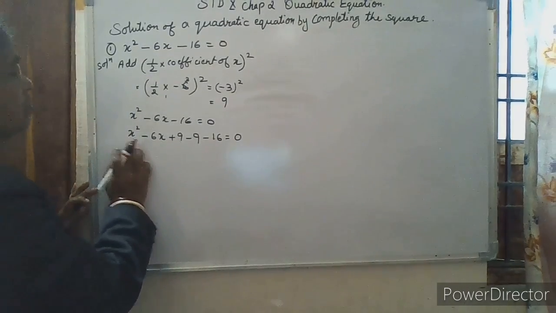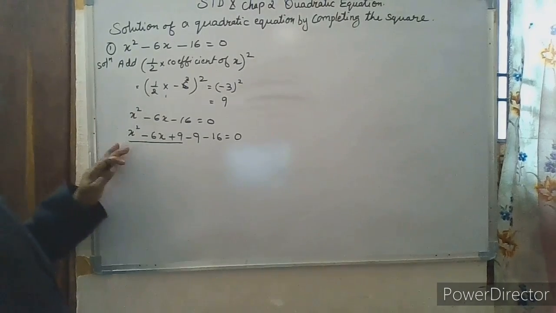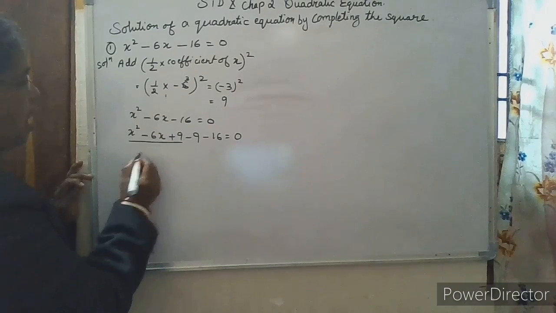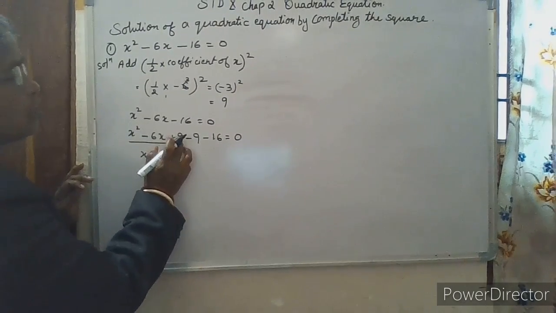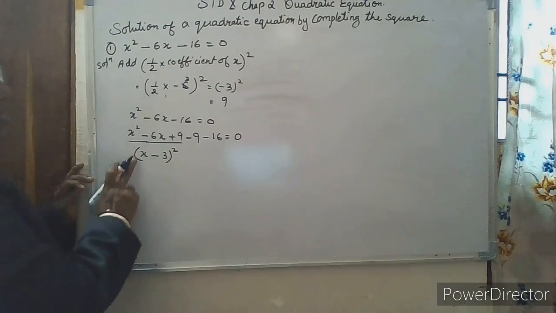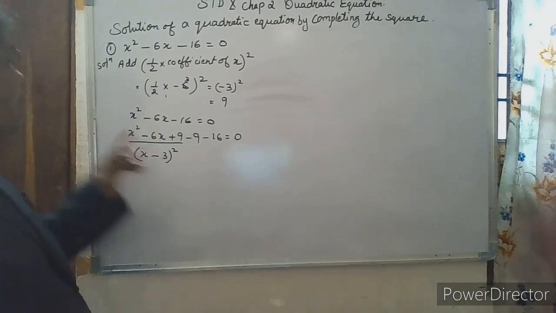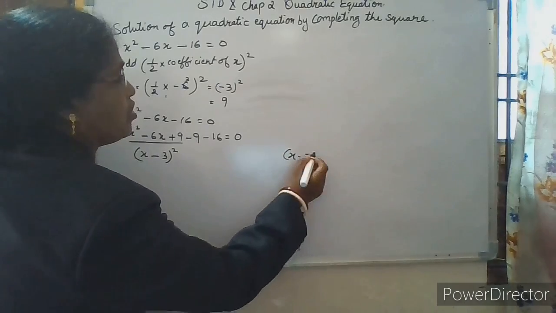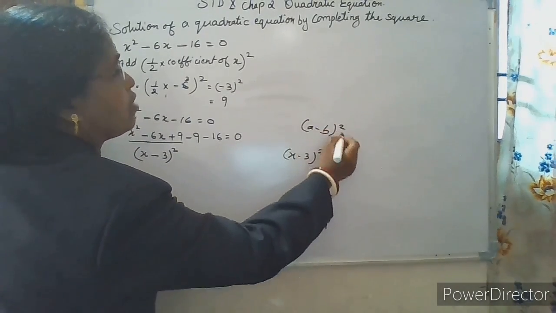Now look at the first term, second term, third term. These three form a perfect square, so we can factorize it as x, the middle sign is minus, so minus, root of 9 is 3, the whole raised to square. That means a minus b the whole square. If we expand this, we will get it in this form. Look here, x minus 3 the whole square, using the a minus b whole square formula.